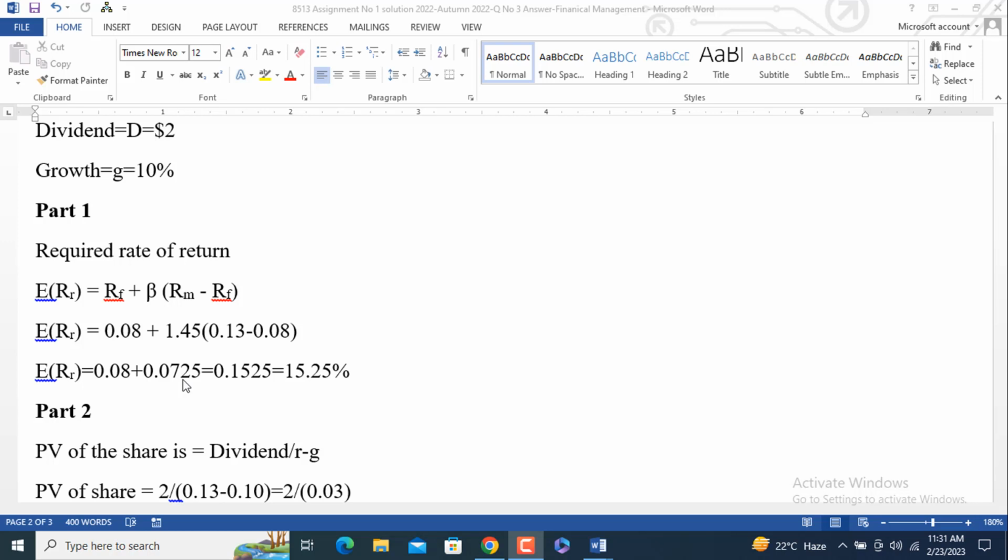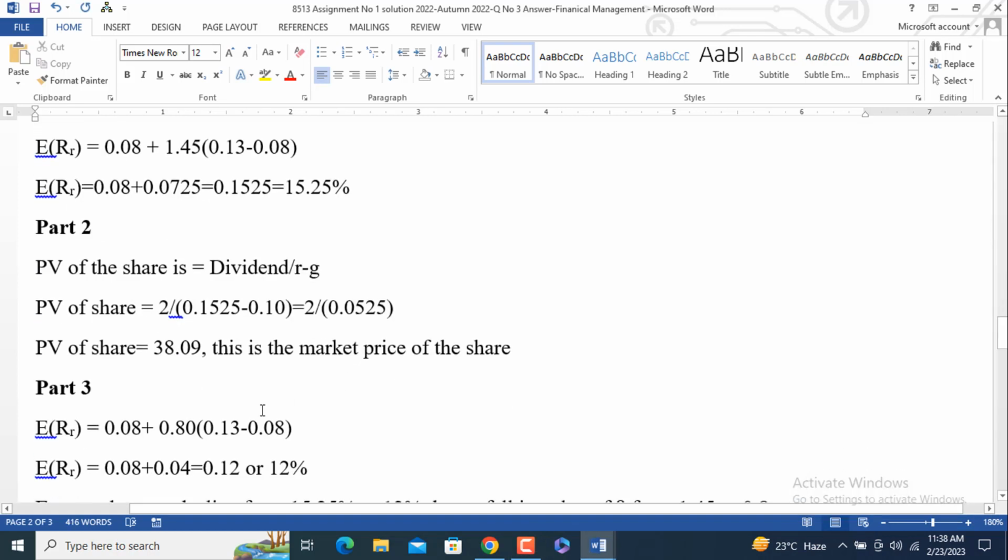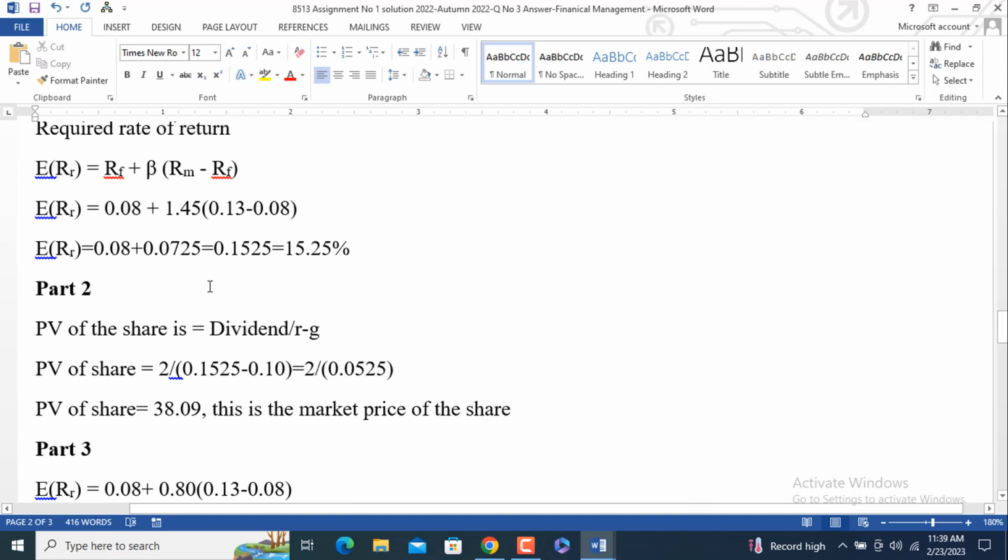So now we are going to move to part 2 of this question. Now we are dealing with part 2 of the question. P0 of the share is equal to dividend divided by R minus G, and R is the expected rate of return that we had determined in part 1, and we are going to use it as per the instructions of the question statement. So here is the formula: dividend divided by R minus G. R is the expected rate of return and G is the growth rate of dividend.